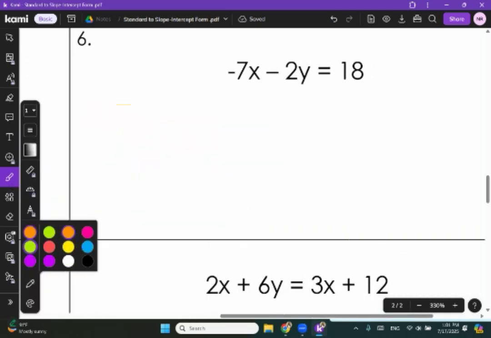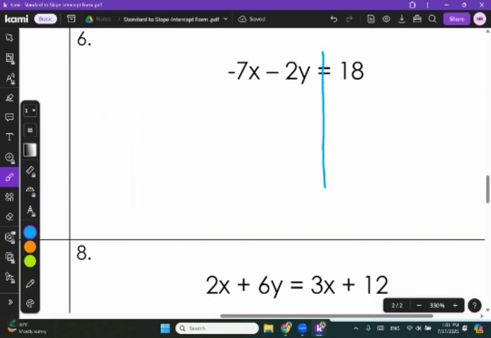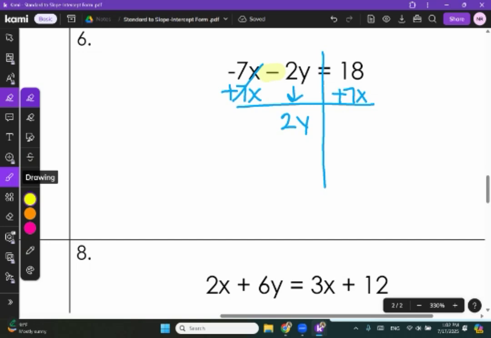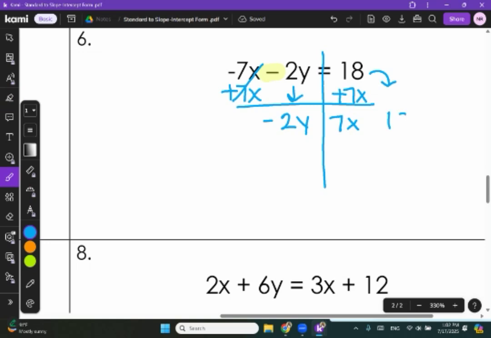Number 6. First step, you want to move the x term. X term is negative, minus changes to plus. Bring down your 2y. Don't forget to recognize that there is that minus sign, so negative 2y. Bring down your x term first, and your 18 to the side. 18 is positive, connected with the plus sign. Last step, divide. Add or subtract, then divide. 7 over 2 does not simplify, but 18 divided by negative 2, negative 9.